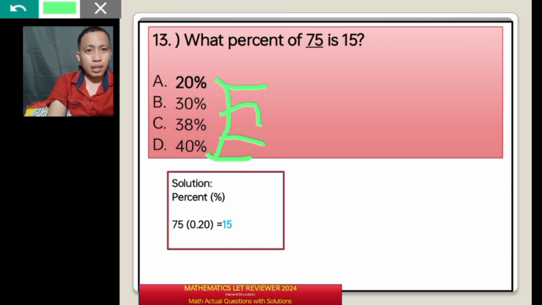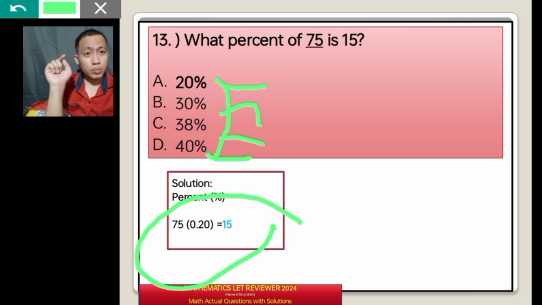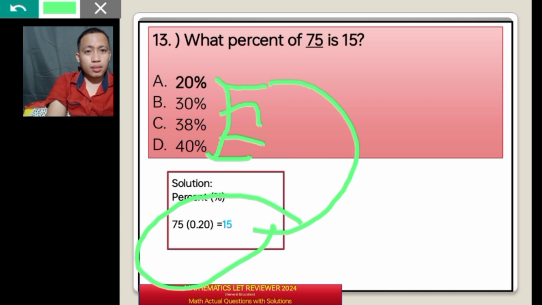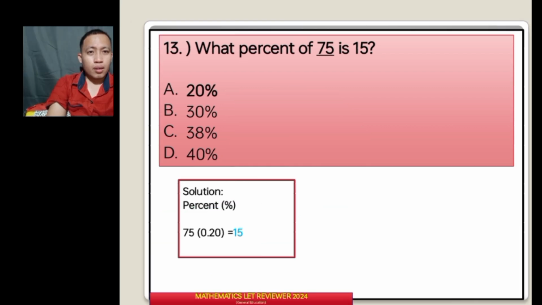Let's try letter A. 75 times 0.20, that is equals to 15. Ang Hokage technique ay direct substitution method. Okay, substitute na lang. Hindi yan naghahanap ng solution. All you have to do is shade ka lang ng shade. So therefore, our final answer is letter A.